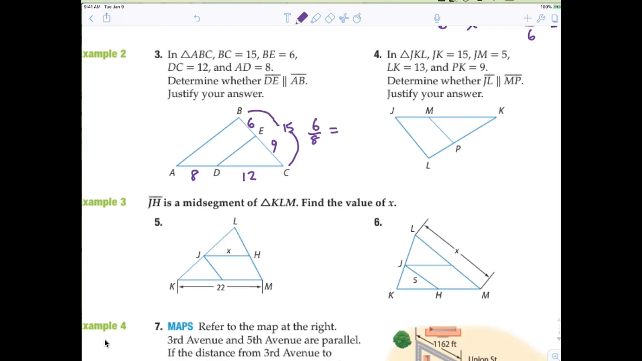6/8 is equal to 9/12. 3/4 is equal to 3/4. So yes, they are parallel. It's kind of like the converse. Okay, then we're good. I'm just saying there's different ways you can set it up, right?